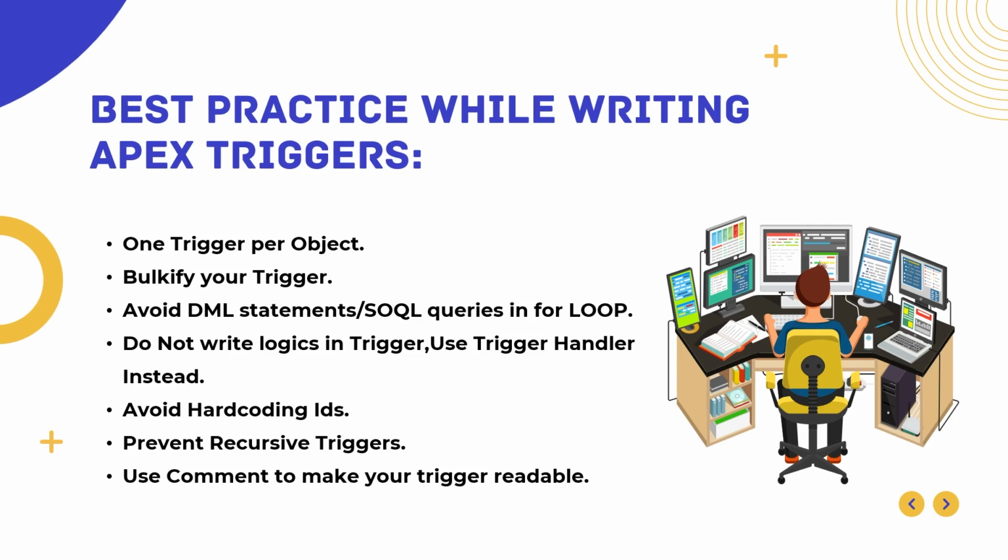Another important thing is that generally we have heard about batch classes, where the chunk size is 200. The same is followed by the trigger also. Suppose we are processing 1000 records. In that case our trigger will run 5 times, because the trigger chunk size is 200, which means a trigger can only process 200 records in a single chunk. So if there are 1000 records, it will run 5 times. So this is basically the trigger best practices.